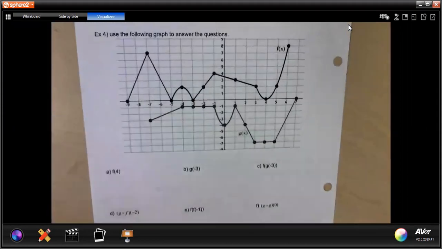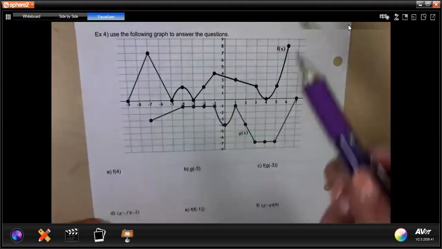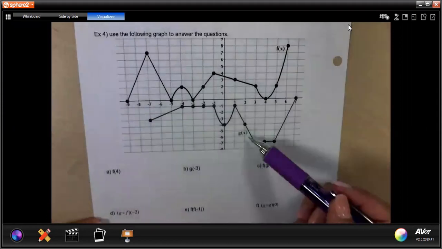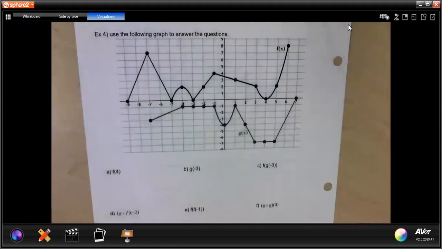So in this case here, we do have two different graphs. One of them is labeled f of x, which is this top one. The other one is labeled g of x. That's the reason why we use that function notation. If we just used y, then you wouldn't know which one we were talking about if we say, look at the y value, because there's two different functions here. So f of x, g of x, h of x allows you to label more than one function at a time.